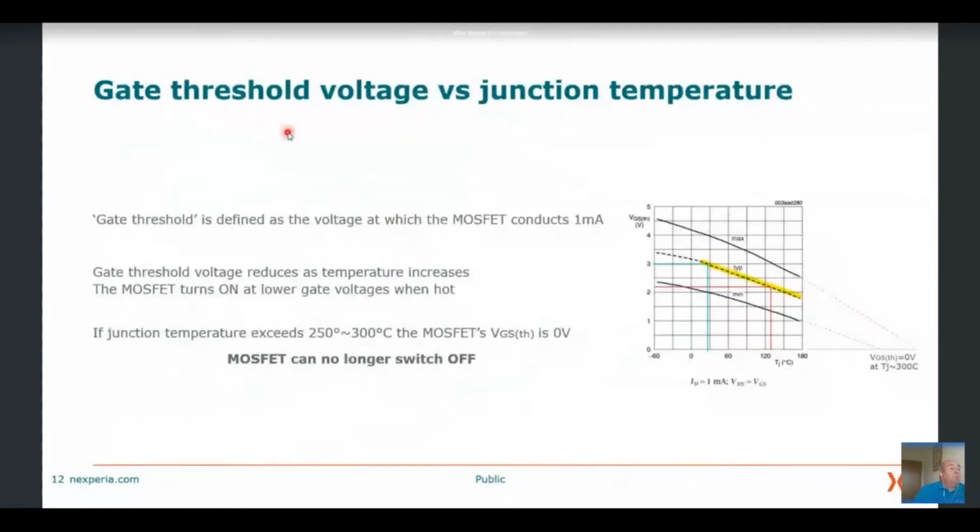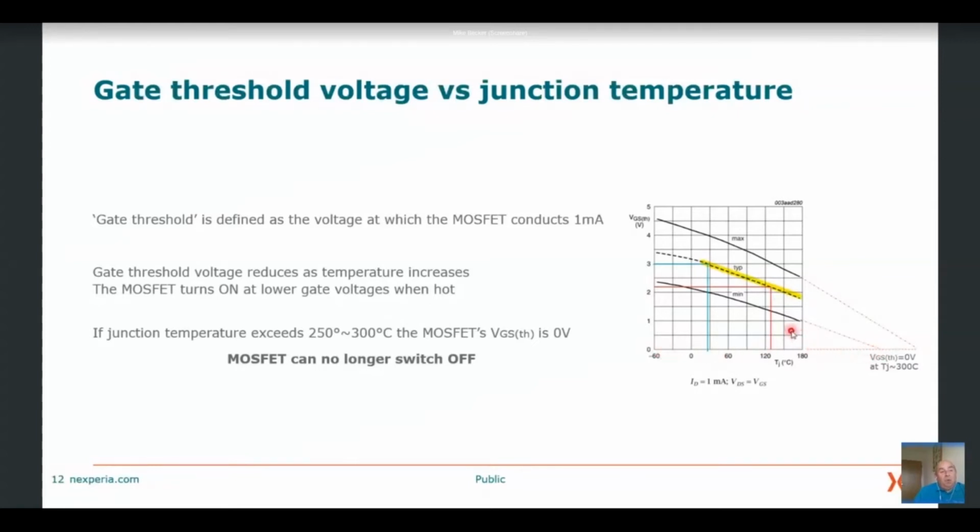Okay, so looking at the gate threshold voltage, we said that the gate threshold voltage reduces as the device gets hotter. Typically this graph goes to about 150 or 175 degrees, which is the maximum operating temperature for the MOSFET. But if you imagine those curves being extrapolated, you can see that the threshold voltage will keep on reducing until a point where you can no longer turn the MOSFET off.